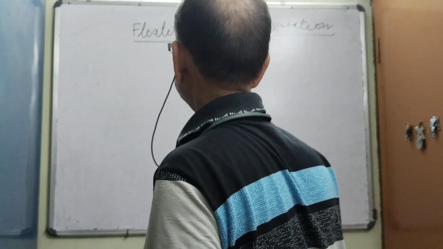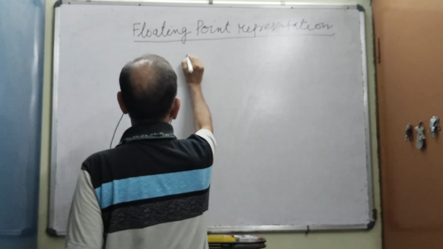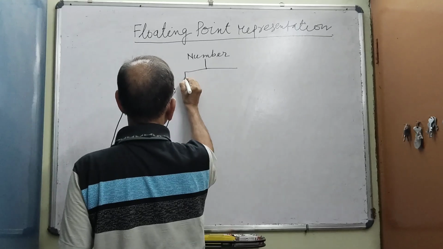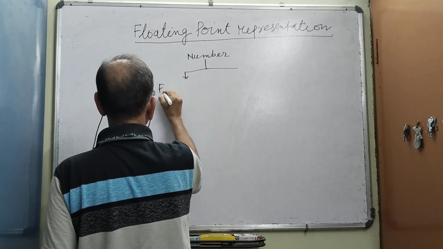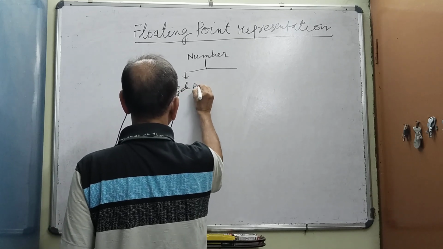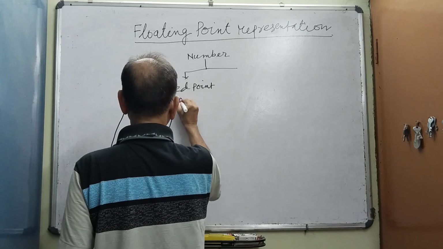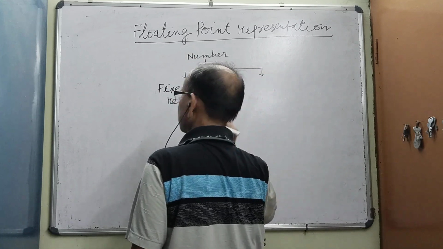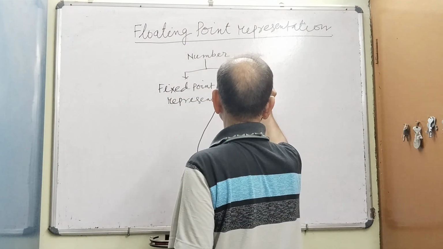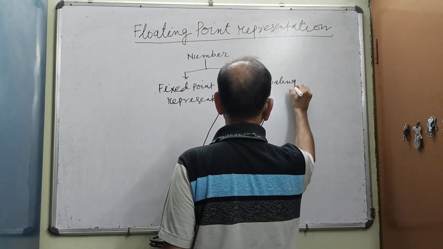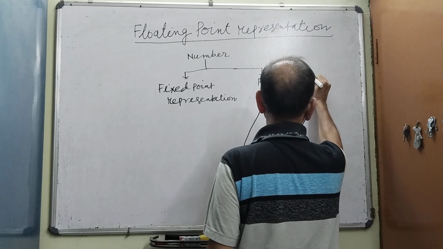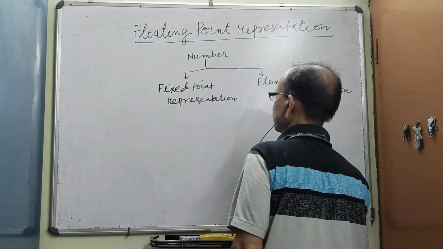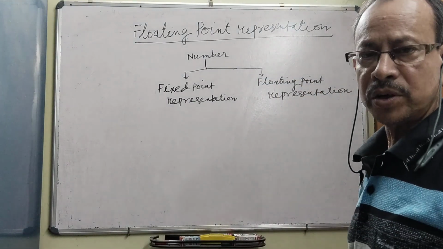Number basically two types. One is the fixed point representation, and other is the floating point representation. Now question is, what is fixed point representation and what is floating point representation?